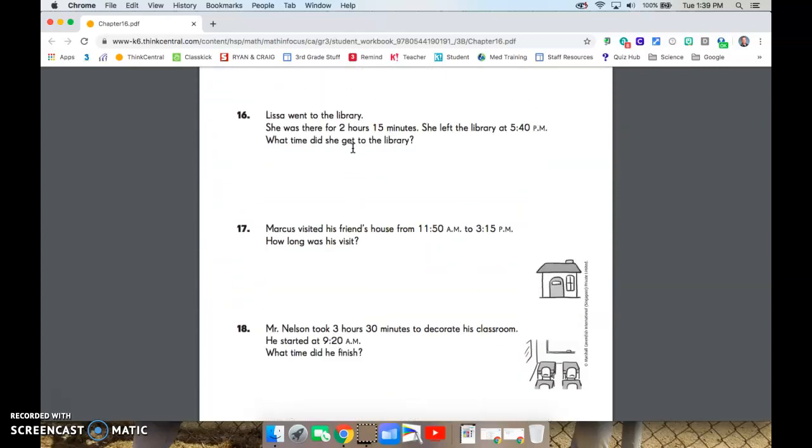All right, here we go. Number 16, Lisa went to the library. She was there for 2 hours and 15 minutes. She left the library at 5:40. What time did she get to the library?